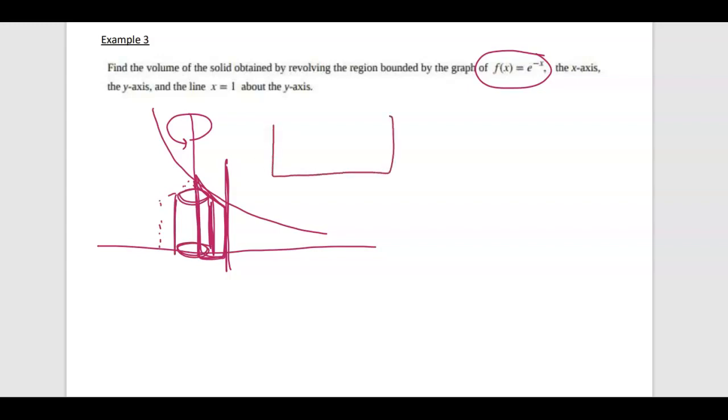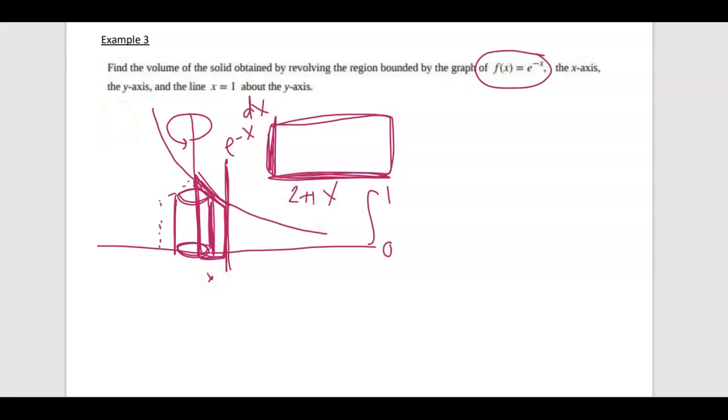I'm going to draw my piece out here, okay, with a little thickness. So that's going to be dx. I am going to integrate from 0 to 1. And the height of that is always going to be defined by my function height. And then the circumference, which makes up the bottom, that distance is always x, right? So 2 pi x e to the negative x dx.